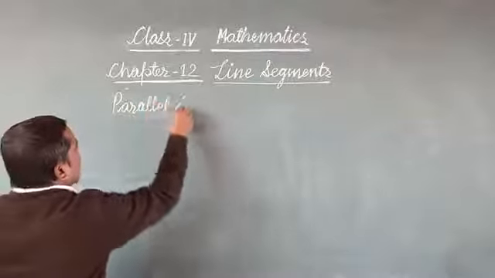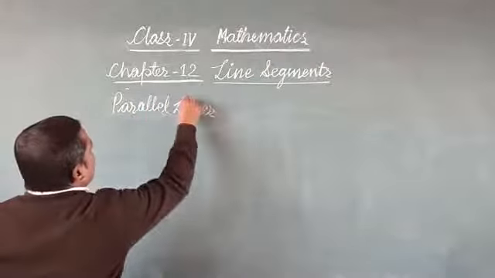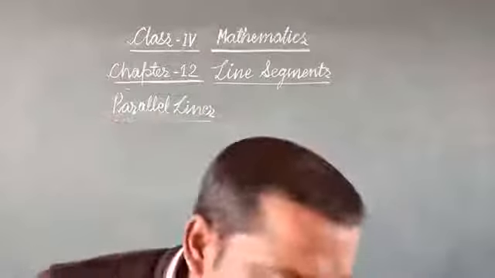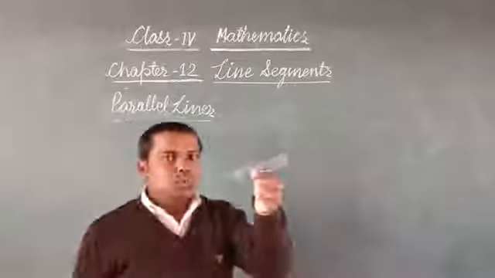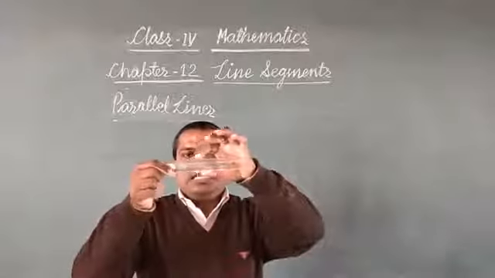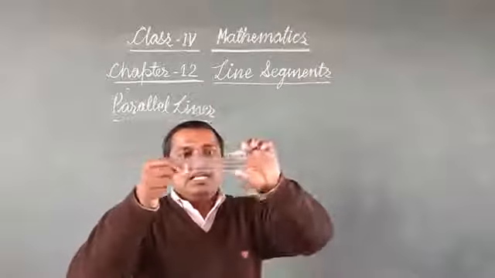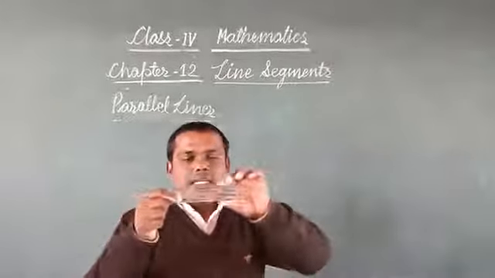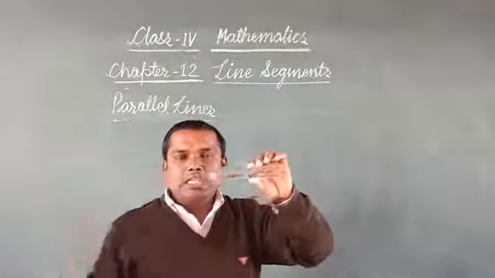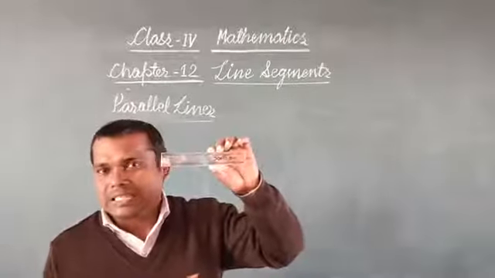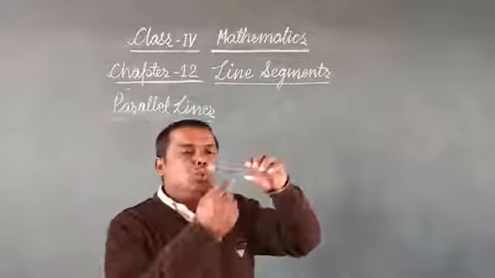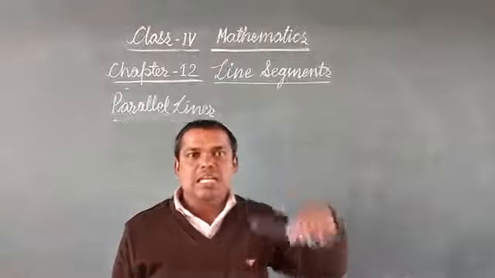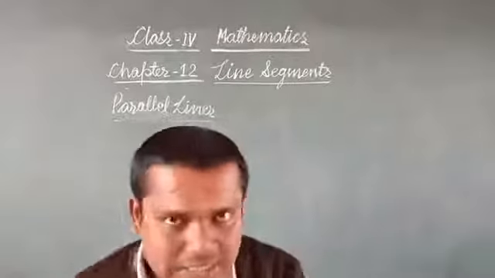Parallel lines. I am showing you. You see the scale. This one. The two edges. One is here, another is here. If we extend this one this side and this side, I hope both the edges will not intersect each other. So these two edges of this ruler or scale are parallel lines.